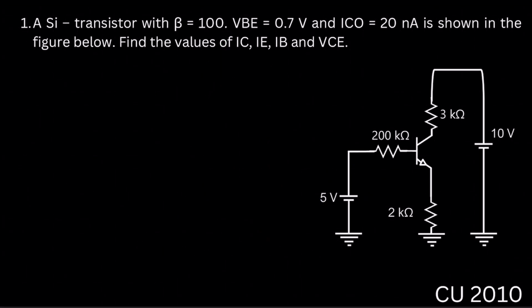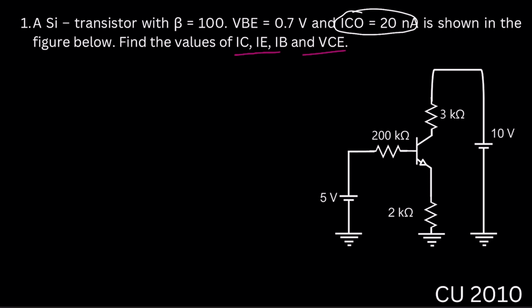This is a very basic question, and they need us to find the value of IC, IE, IB and VC. That means we need to calculate all of the currents and voltages in this particular circuit. Here they provided ICO is 20 nanoampere. We can usually neglect this one, but as they provided it, we need to take it into consideration in the calculation.